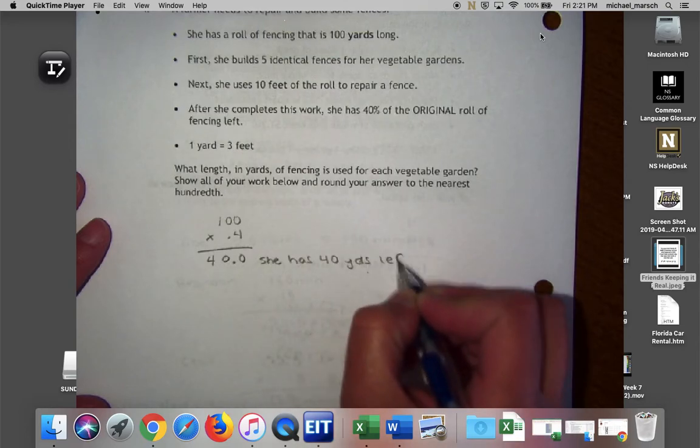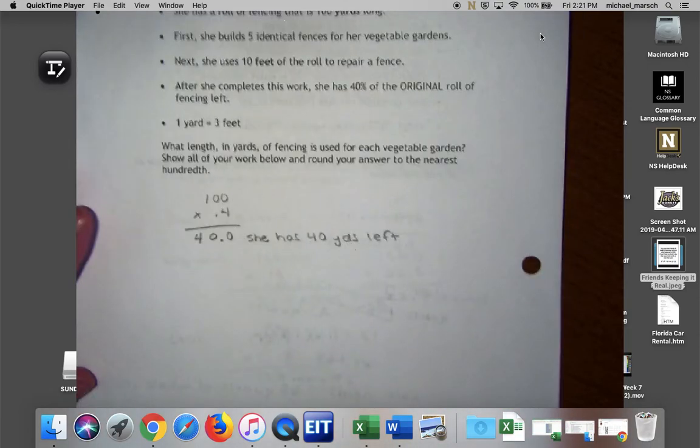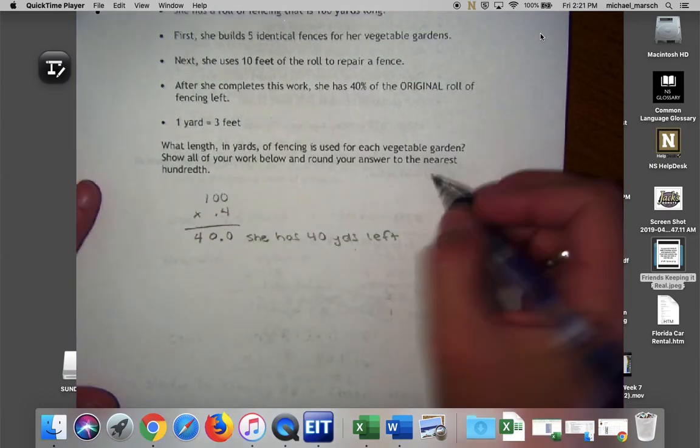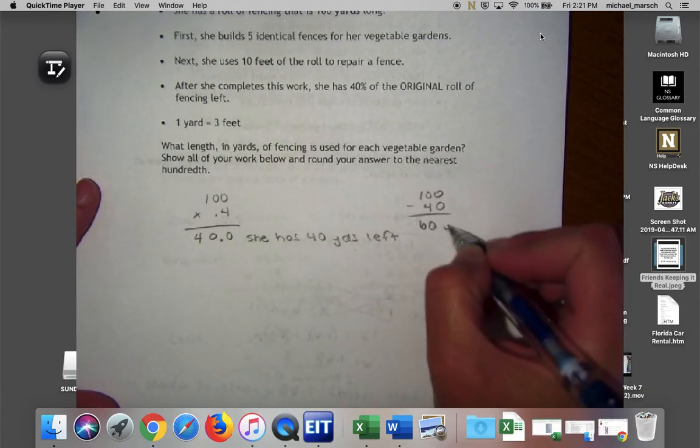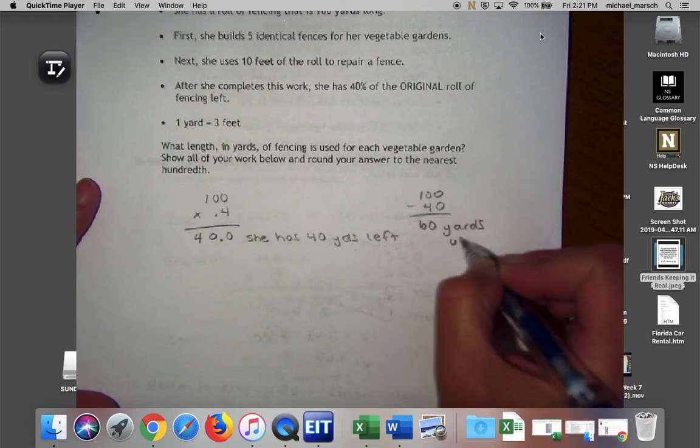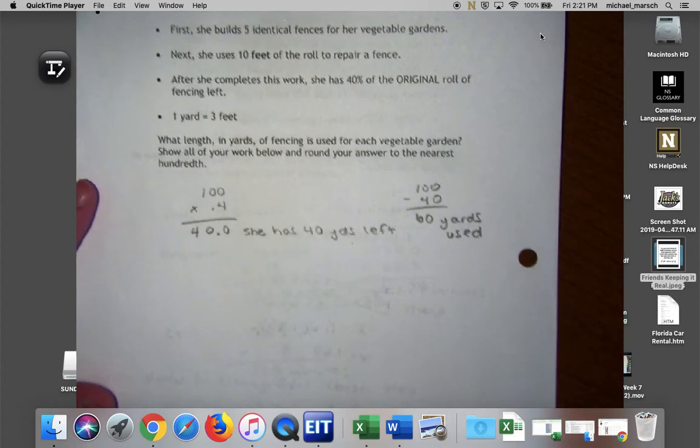But you know you didn't have to do that. Well, I know, but some people need to see where we jump to the 60, right? How do we get right to that 60? So I'm going to do 100 minus 40. So 60 yards were used.